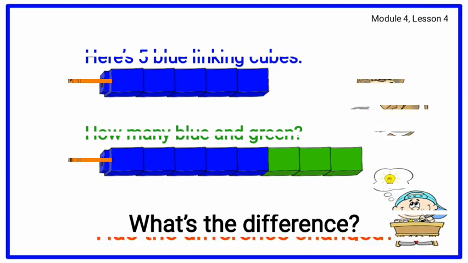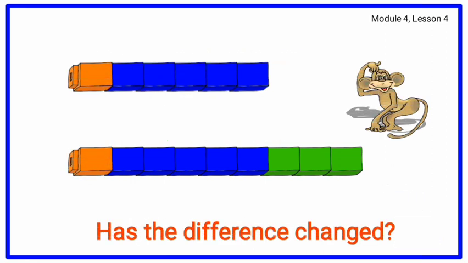Okay, now we want to do a little something with this. Something has been added to both sides. You can see the orange linking cube added. Now we have 1 orange and 5 blue on top, and below I have 1 orange, 5 blue, and 3 green. Okay, has the difference changed?